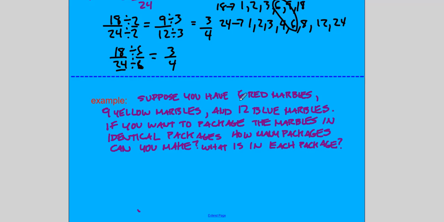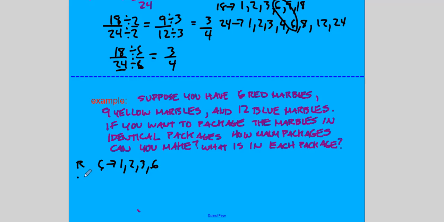Okay, suppose you have 6 red marbles, 9 yellow marbles, and 12 blue marbles. If you want to package the marbles in identical packages, how many packages can you make? What is in each package? This is a problem where we can use a greatest common factor. So let's list the factors of 6. That would be 1, 2, 3, 6, for the red marbles.